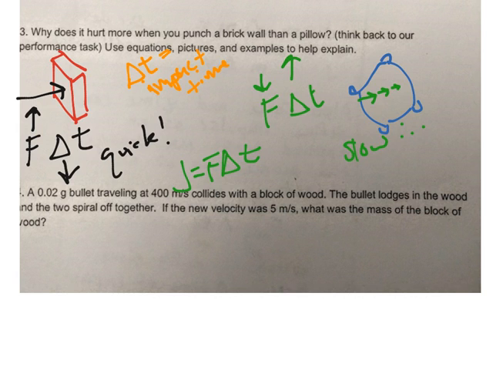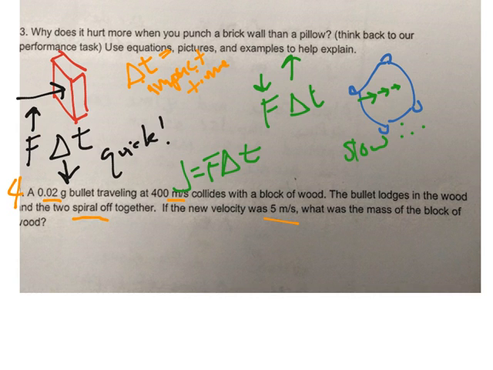Alright, and on to the last one, number 4. So a 0.02 gram bullet traveling at 400 meters per second collides with a block of wood. The bullet lodges and the two spiral off together. New velocity is 5 meters per second. What's the mass of the block of wood?